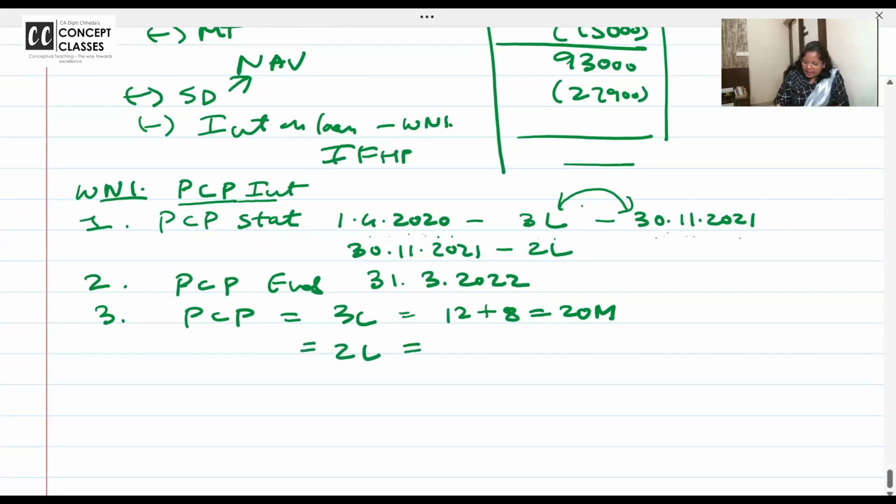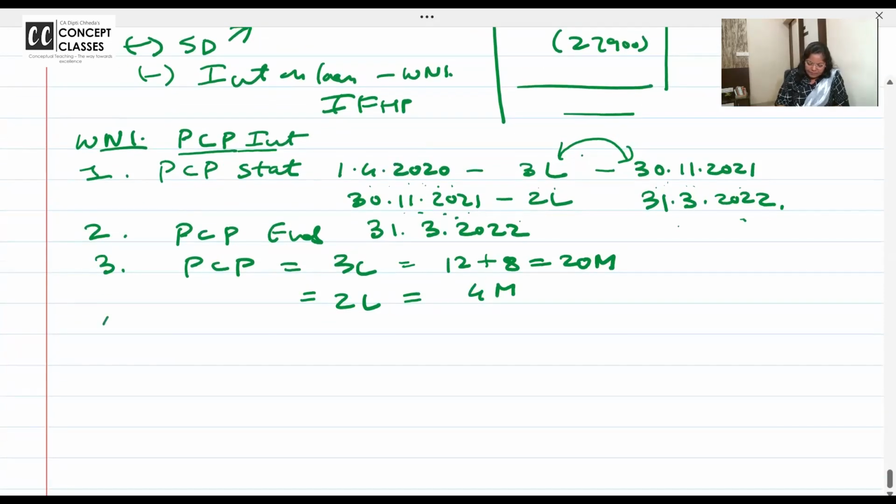And for 2 lakh, the pre-construction period starts from November 21 and ends on March 22. Ma'am, why have you taken March 22? Because construction is over in November 22, 31st March prior to that. So November is done, then December, January, February, March. So 4 months. Pre-construction period starts, pre-construction period ends.